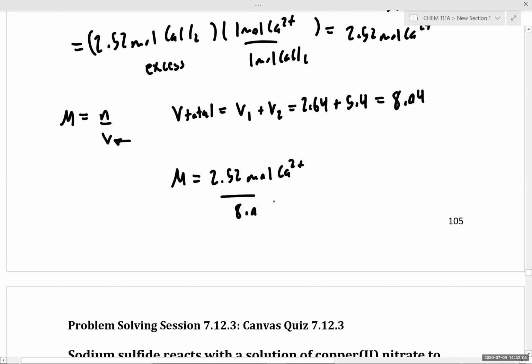Over 8.04 liters, which gives us a final molarity of 2.52 over 8.04, which gives us a molarity of 0.313 molar calcium 2+.